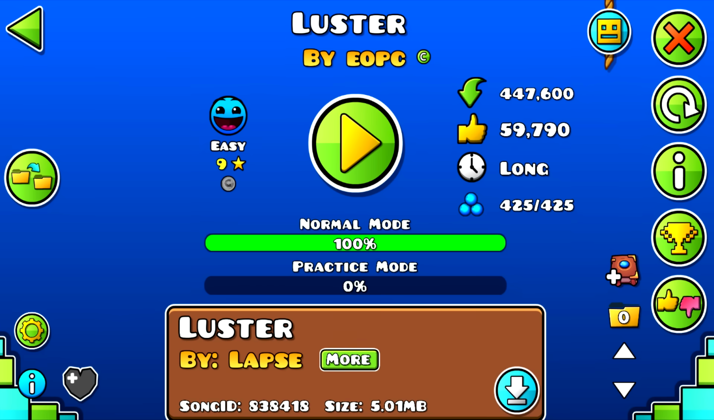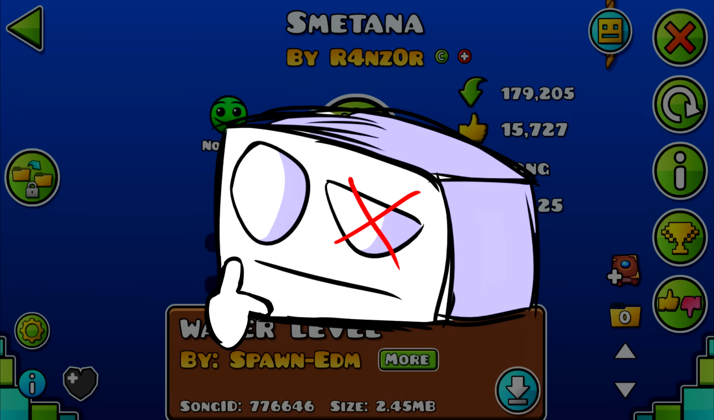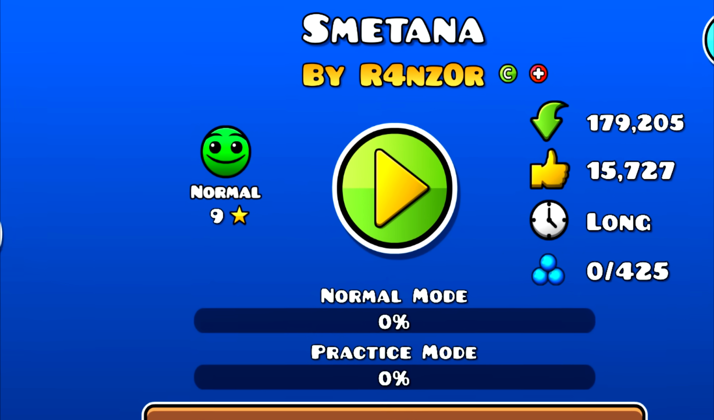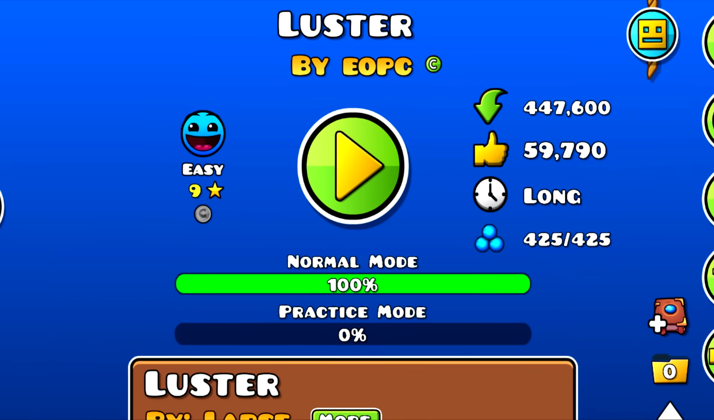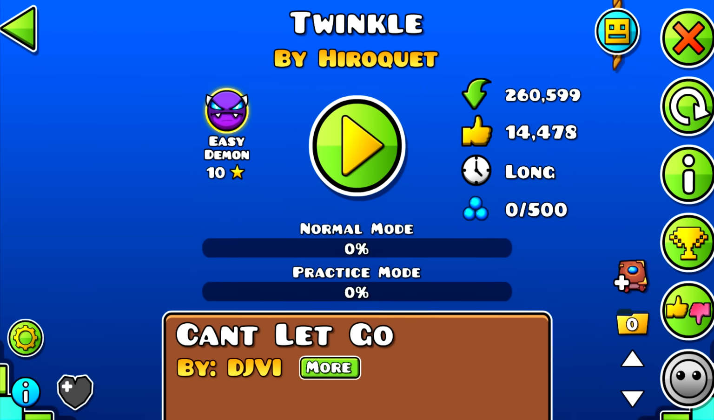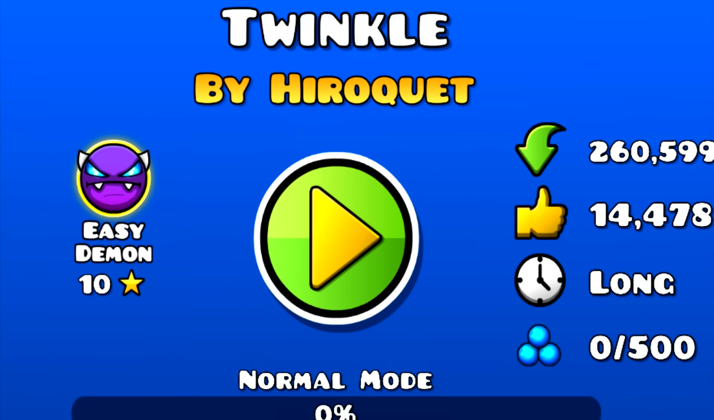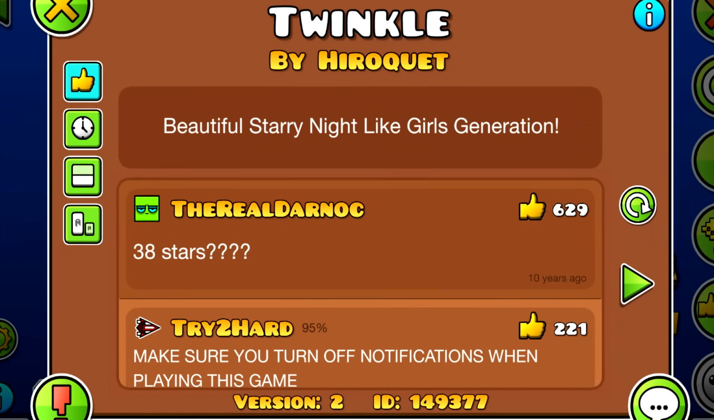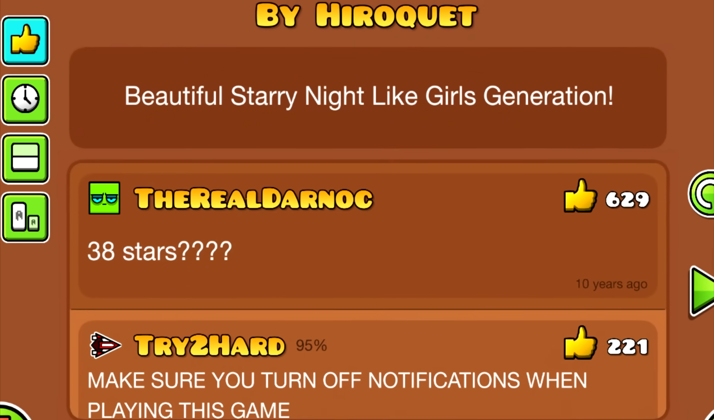Smetana, Luster, Baby Steps and Twinkle. These 4 levels are really mysterious. Smetana is a 9 stars level with a normal 3 face, and Luster is a 9 stars level with an easy 2 face. These levels actually exist and they are cursed, but the level Twinkle used to be even worse. Apparently, this level used to be a 38 stars demon, and this is confirmed by the top comment of the level that was posted 10 years ago.